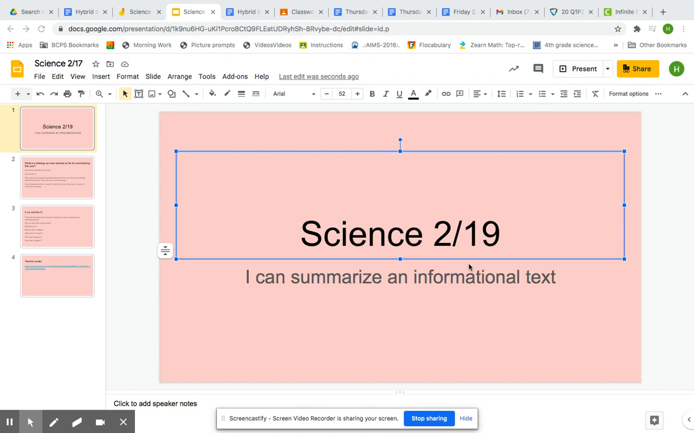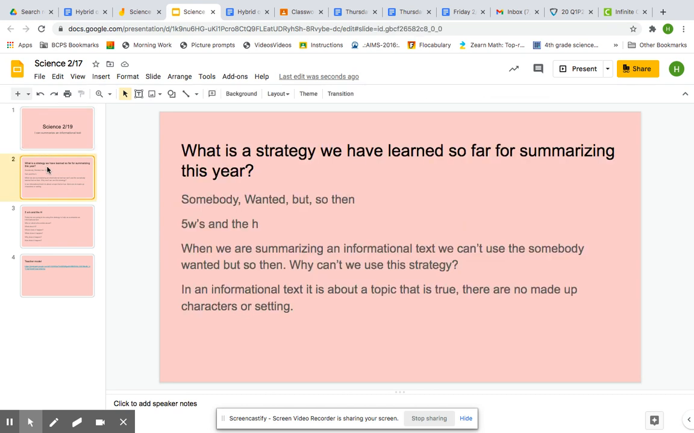Everybody. Today's Friday, and for Science Day, our goal is that we can summarize an informational text. We're going to be learning more about weathering and erosion, but today we're going to be reading a passage about weathering and erosion. So, yesterday we did some experiments to learn about weathering and erosion. What are some strategies that we have learned so far for summarizing this year?